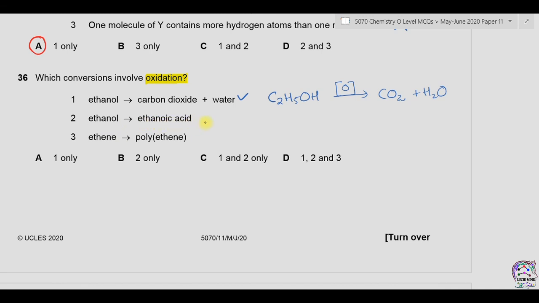2 is ethanol to ethanoic acid. So we have C2H5OH and it is oxidized to form CH3COOH. So as you can see, there is an increase in oxygen atoms, so therefore this is also correct. 3 is ethene to polyethene. That is just a polymerization and it does not involve an increase in oxygen, so therefore this is wrong. So only correct options are 1 and 2, so therefore the answer is C.